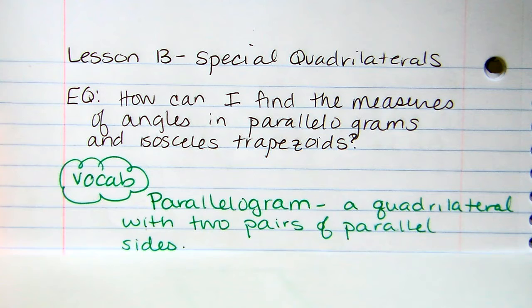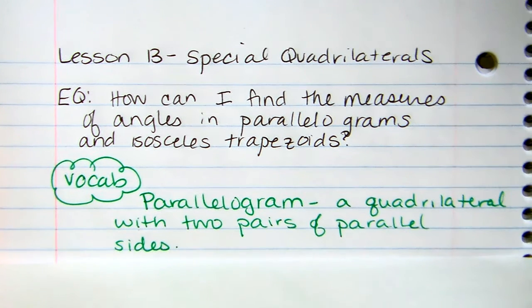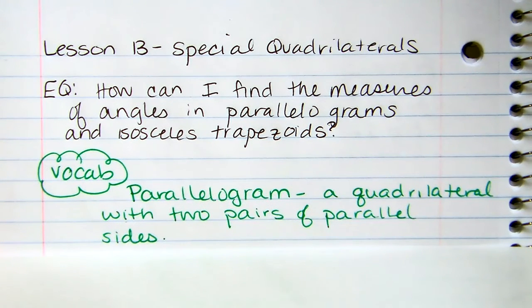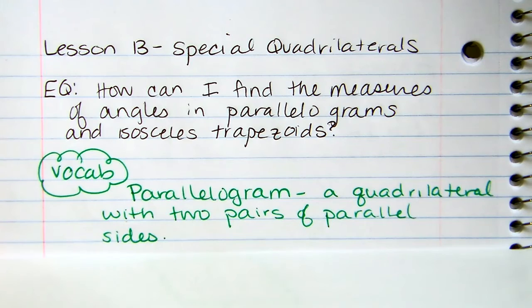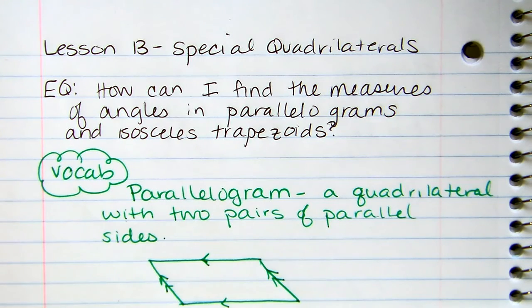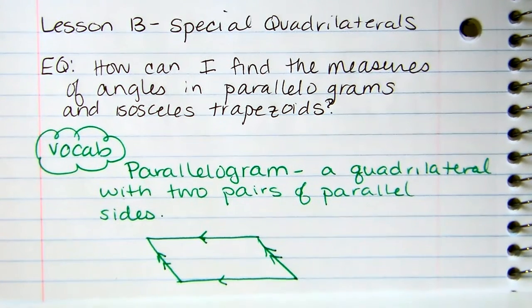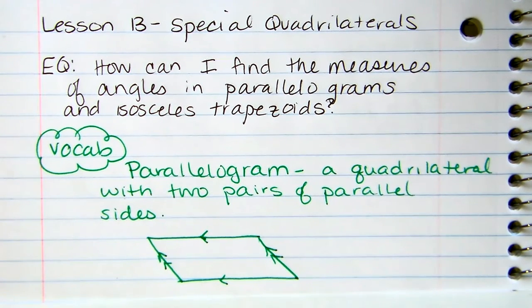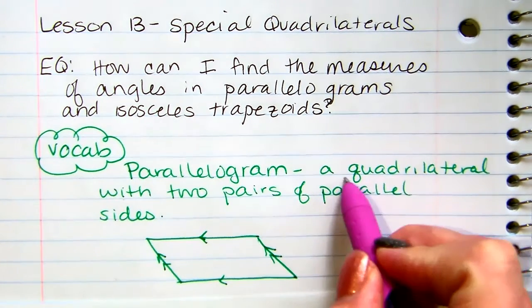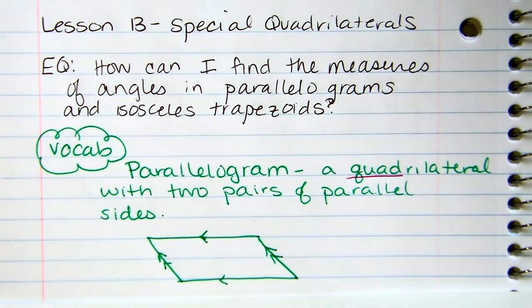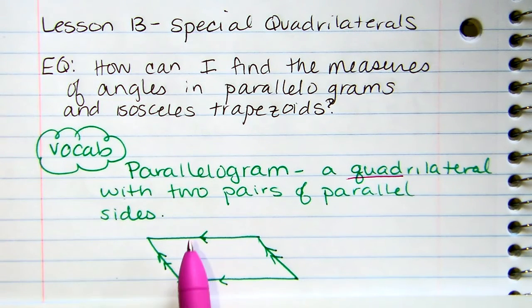The first is a parallelogram. Now, a parallelogram is a quadrilateral with two pairs of parallel sides. What that means is that we will have a four-sided figure. That's where we get the quad from. Quad means four. So a four-sided figure. And in this case, we have two pairs of parallel sides.